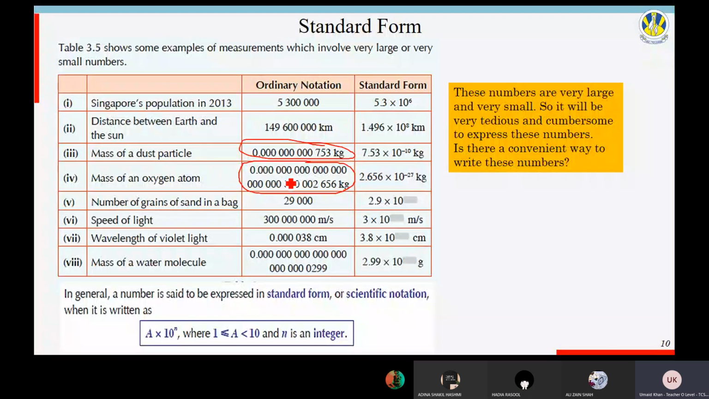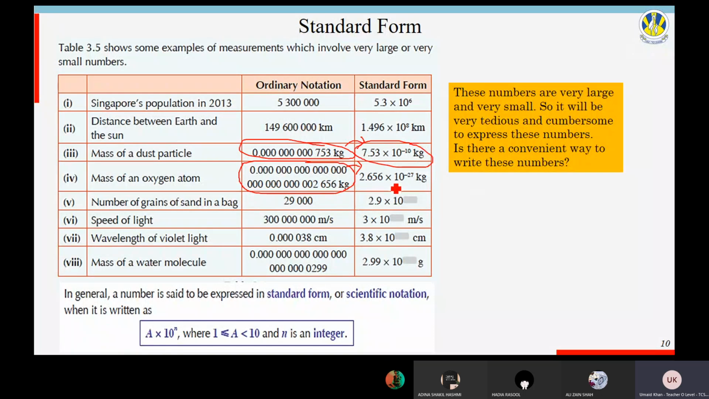And there is a huge room for mistake as well, that I will skip any zero and the value will be wrong. So what scientists and mathematicians have done, they have come up with a new notation. We represent these two values in the form of powers of 10. If I represent the mass of the dust particle in powers of 10, I can write it as 7.53 into 10 raised to the power minus 10 kgs. So now it becomes very nice and easy to write as well.